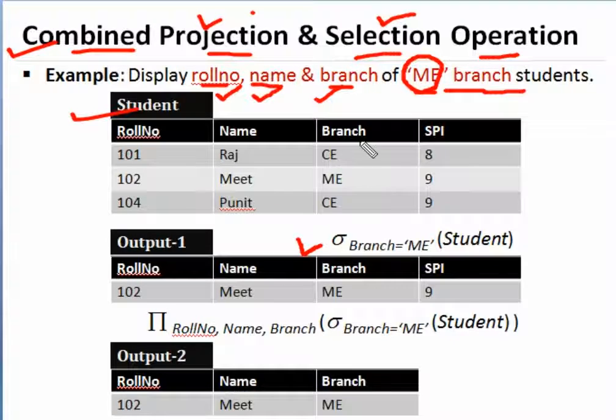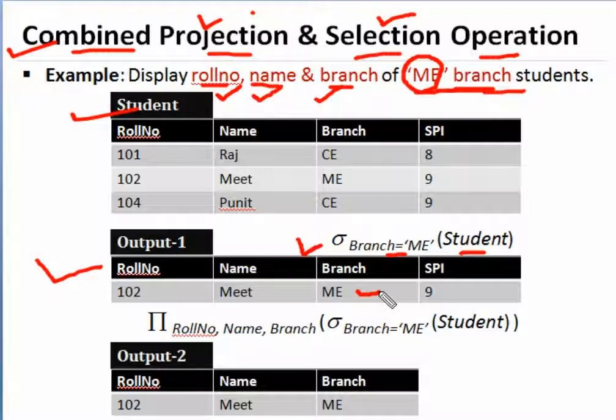In selection, we need to apply it for the branch, and branch should be equal to ME. So sigma branch is equal to ME, and from which relation? Student. When we apply the selection operation over the student table, we will get the result of all the students who are studying in the ME branch.